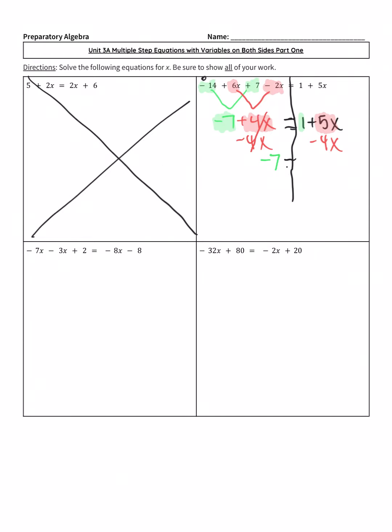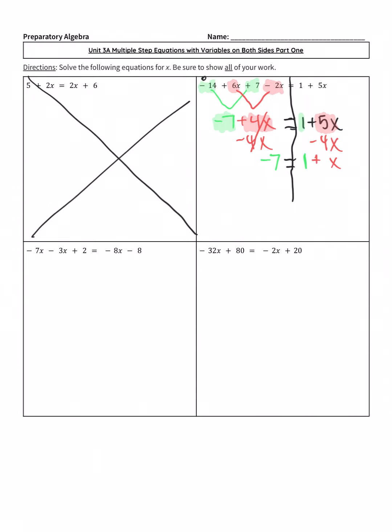When I go over here, remember that I'm combining this 4x with my 5x. So 5 minus 4 is equal to 1x. I have not done anything with this 1, so I'm just going to carry it down. So I'm left with 1 equals plus 1x, which I can also just write as x.